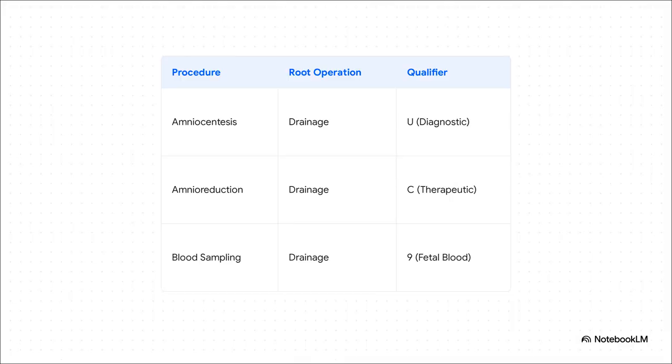This breakdown perfectly illustrates how critical the seventh character, the qualifier, is in these procedures. Let's look at the root operation of drainage. If you're draining fluid to test it, like in a diagnostic amniocentesis, your qualifier is U for diagnostic. But let's say the uterus is compressing due to excess fluid and you do an amnioreduction to decompress the womb and prevent a preterm delivery, well, now your qualifier becomes C for therapeutic. And if you're draining fluid specifically for fetal blood sampling, that qualifier changes to 9. Missing this tiny detail changes the entire nature of your procedure code.